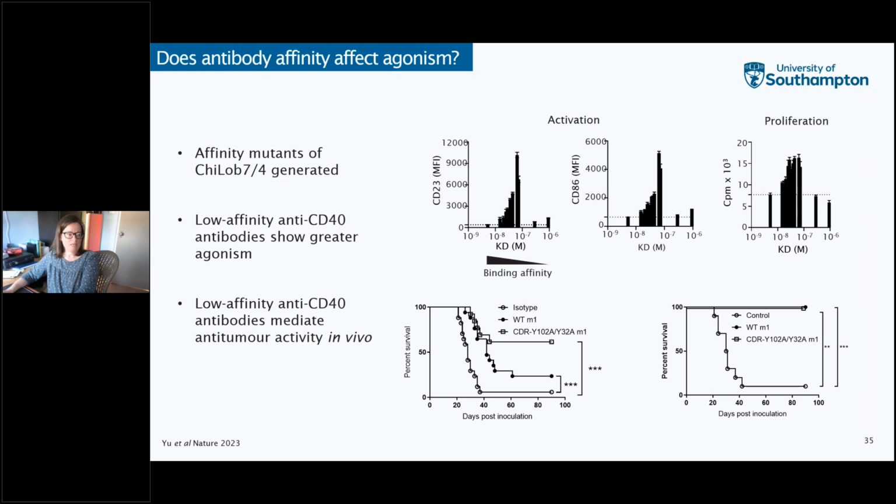So Ben used the crystal structure of CD40 in complex with the clinically relevant antibody KYLOB74 as a model to design affinity mutants. And what he found was that the affinity agonism relationship revealed a bell-shaped curve, whereby B-cell activation increased from the parental KYLOB74 wild-type antibody with reducing affinity.